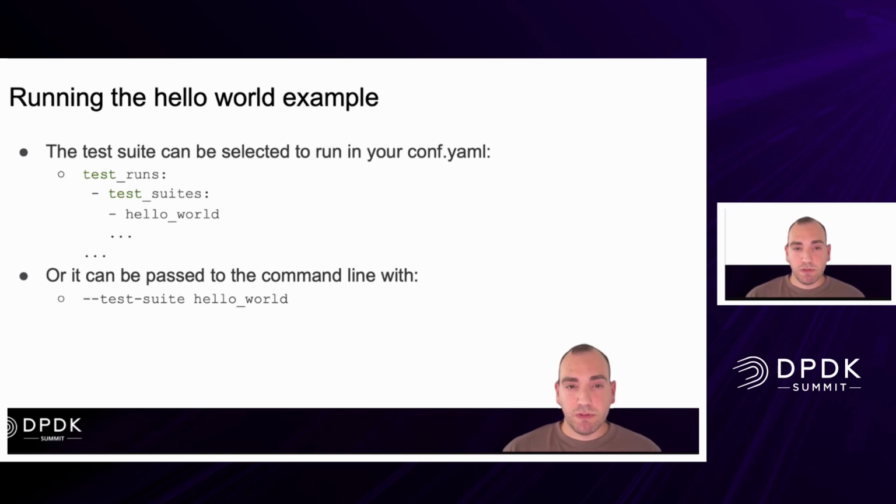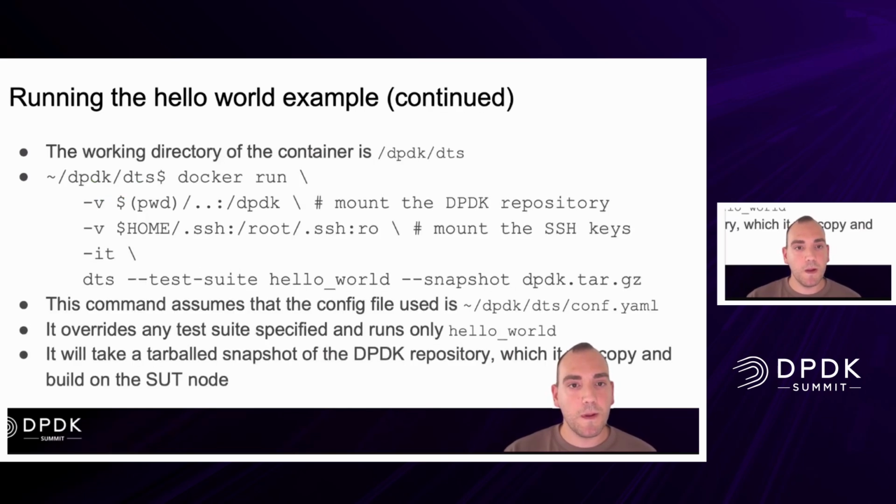Also, since we want to run the hello world example, that means that in the conf.yaml, we want to specify hello world under the test suite in your test run, or you can, as I said earlier, use the command line argument to override this, and you can just pass test suite hello world, which will just run test hello world in this case, overriding everything else. Now, the working directory in the container is actually /dpdk/dts, so it stays at the root of the container.